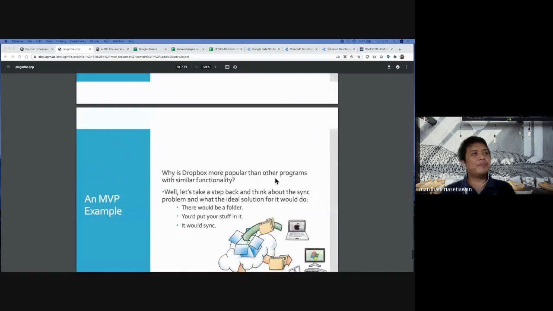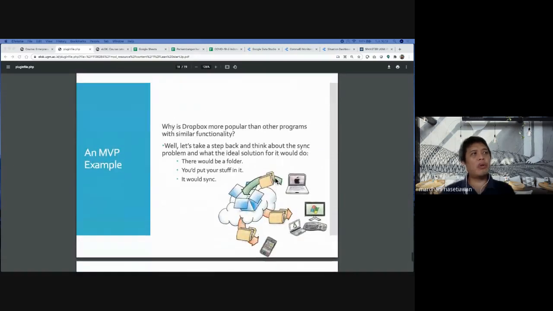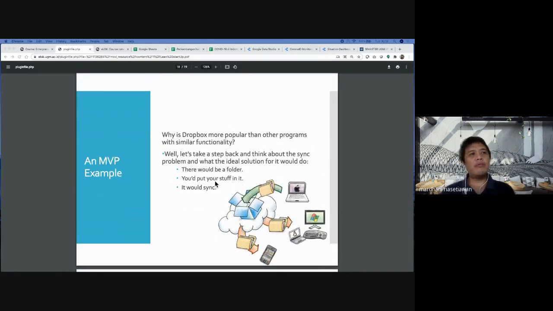And then, for example, Dropbox is one of the MVPs that is very good for learning. Why is Dropbox more popular than other programs with similar functionality? Yeah, there is a folder, because it's very simple. The customer will see the storage as a folder. We can add all the stuff in there, and then it can be synchronized with our desktop or our computer devices. So it is very, very simple.